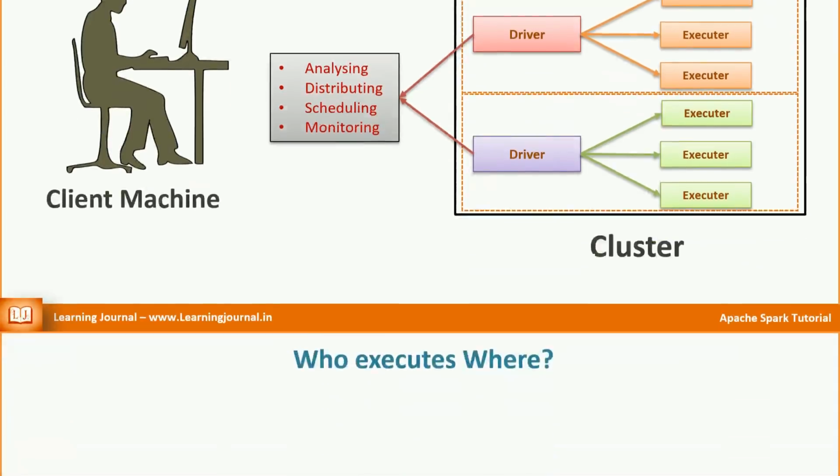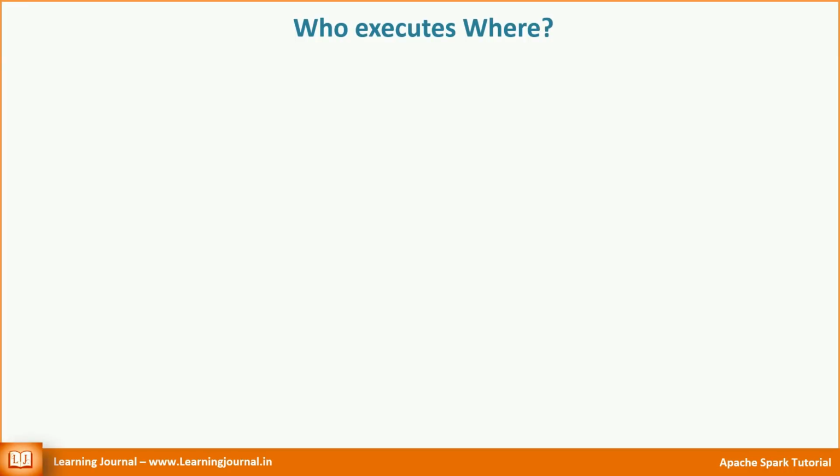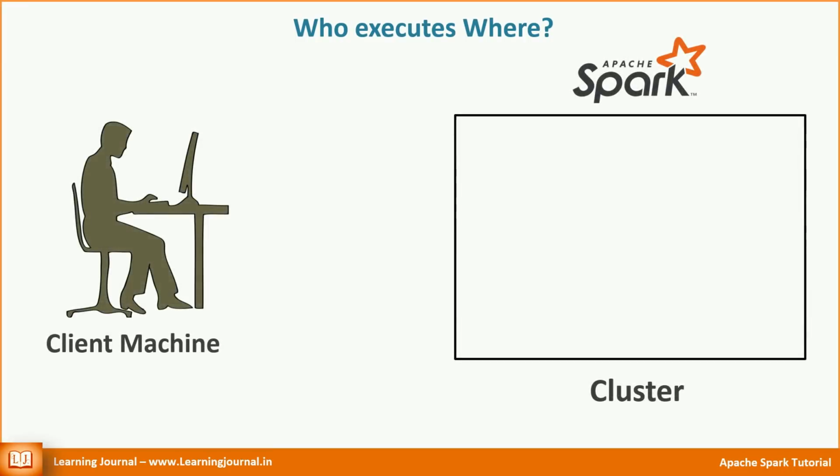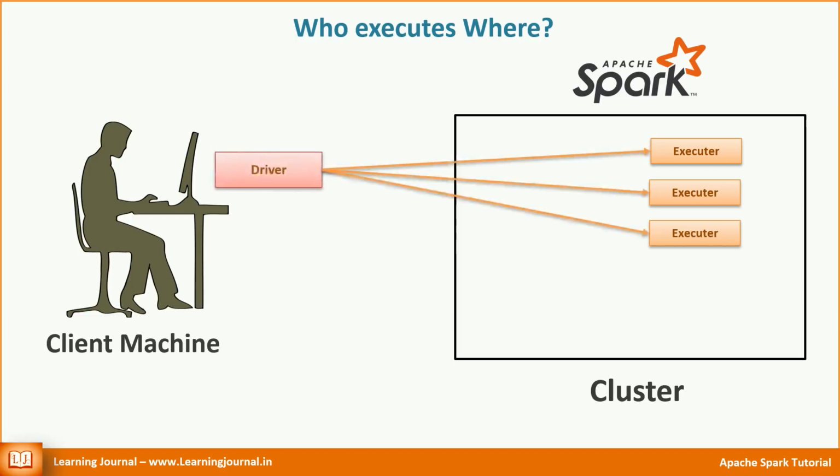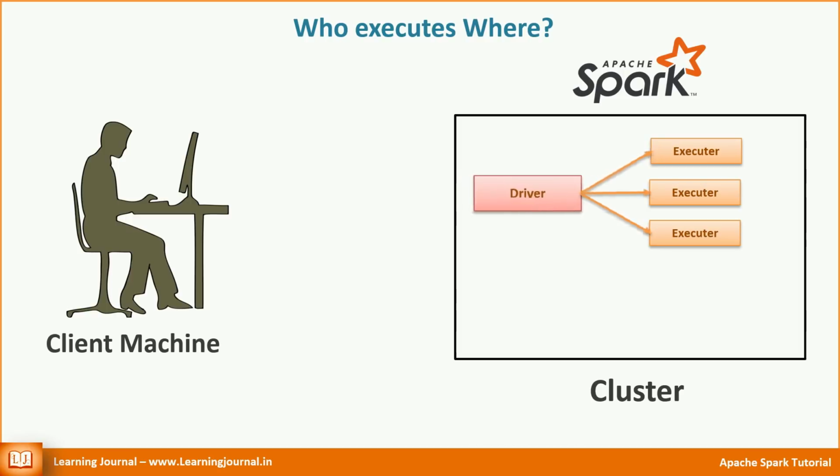The next question is this. Who executes where? I mean, we have a cluster and we also have a local client machine. We start the Spark application from our client machines, right? So the question is, what goes where? The answer is simple. The executors are always going to run on the cluster machines. There is no exception to this. But you have the flexibility to start the driver on your local machine or on the cluster itself.